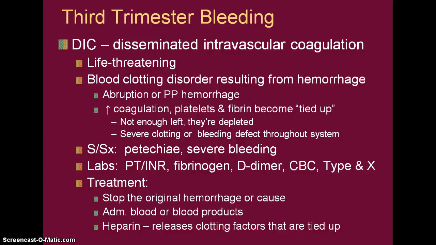The labs that are important are PT-INR, fibrinogen, D-dimer, which may be elevated in DIC, the CBC, and especially the platelet count being critical there, and type and cross-match. Treatment includes stopping the original hemorrhage or the cause of the DIC, administering blood or blood products, and sometimes heparin is used to release the clotting factors that are tied up.